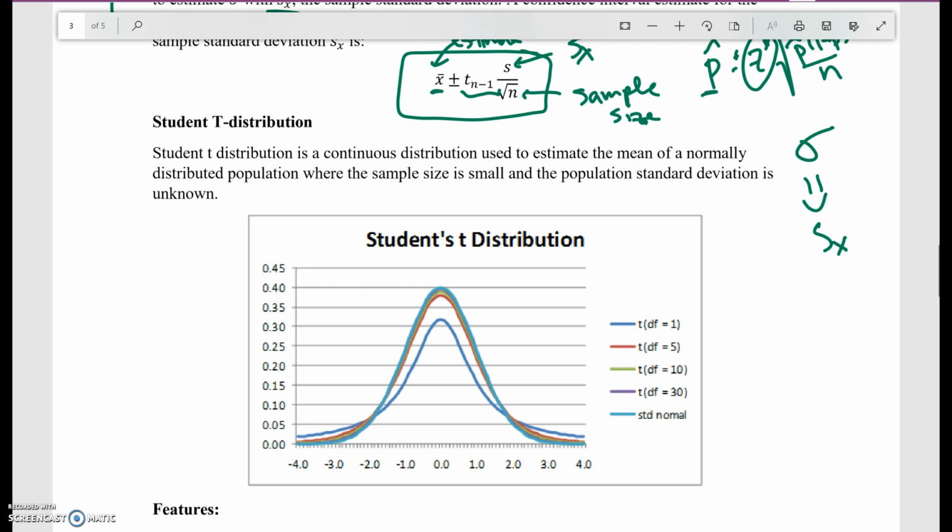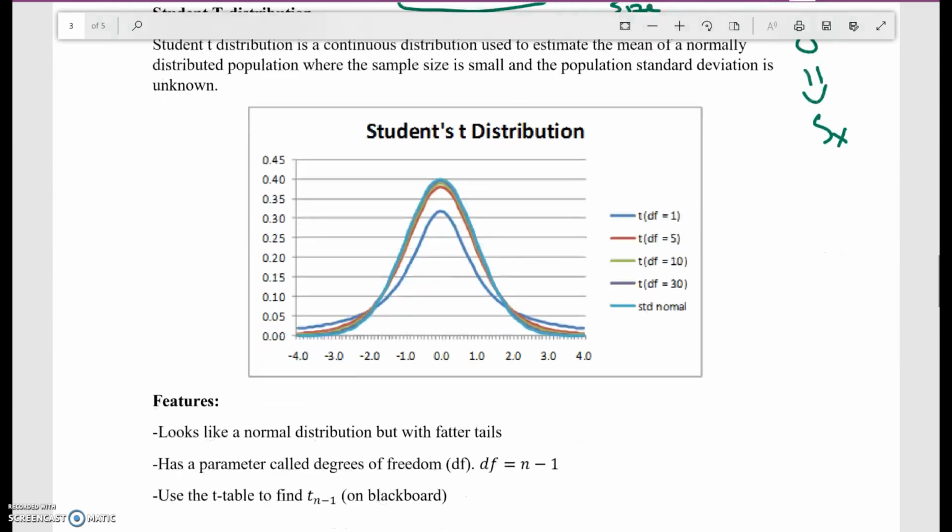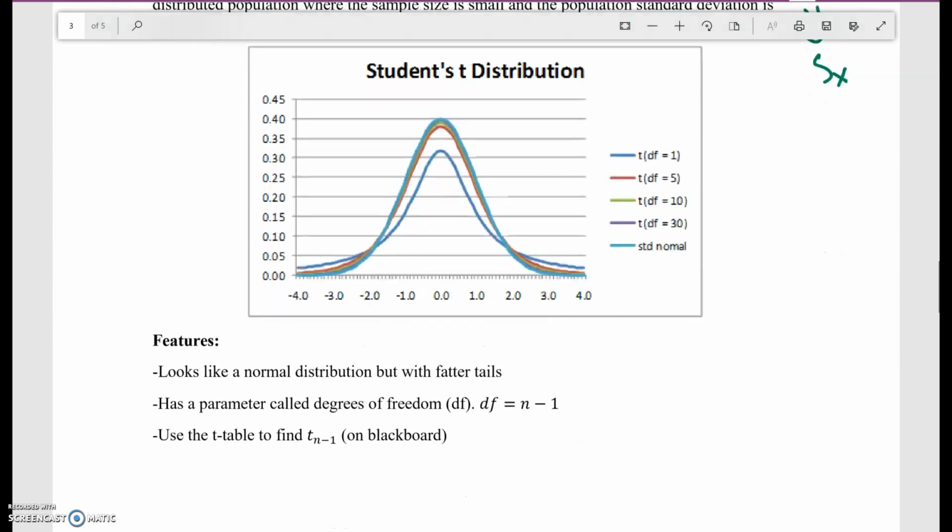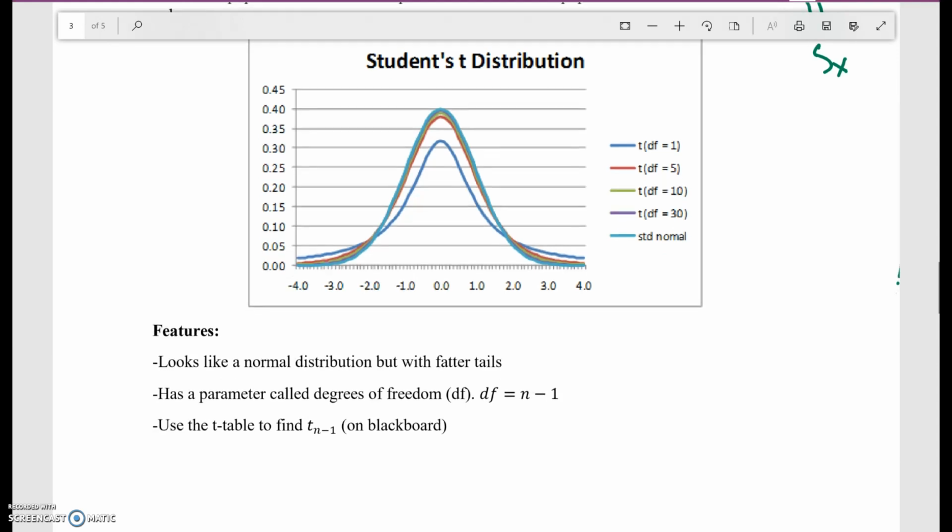There's a reason why it's called student t. You don't need to know the history behind it. But basically, the thing about the student t distribution is that everything is just a normal curve. So I put here some features. It looks just like a normal distribution, but it has fatter tails. So if you see, we have different lookalikes of normal distributions, and I'll tell you what that is right now. Student t is very similar to normal.